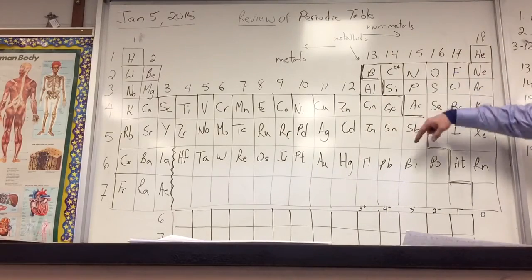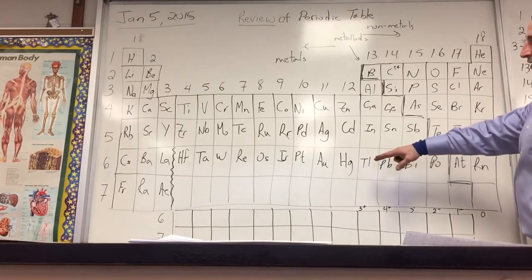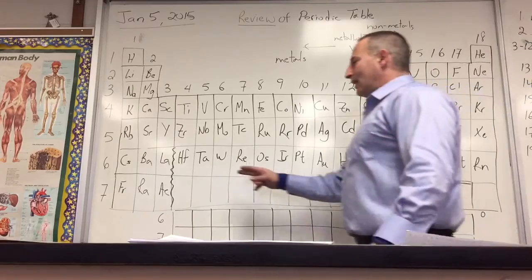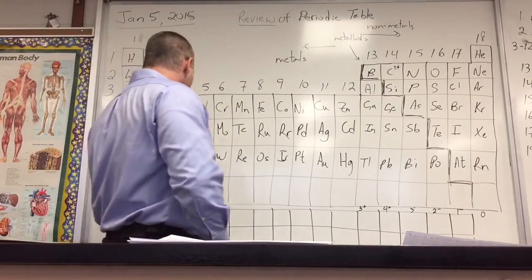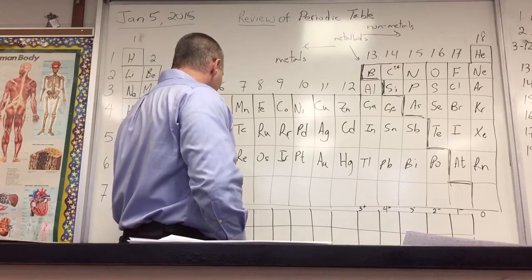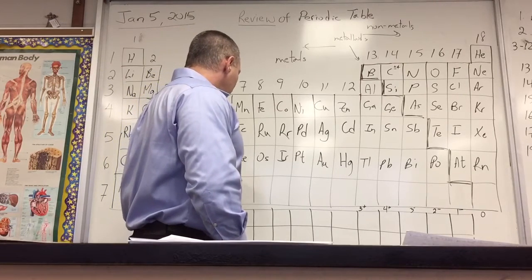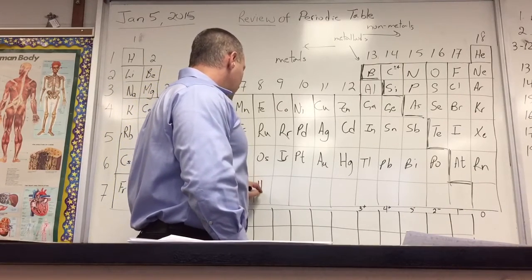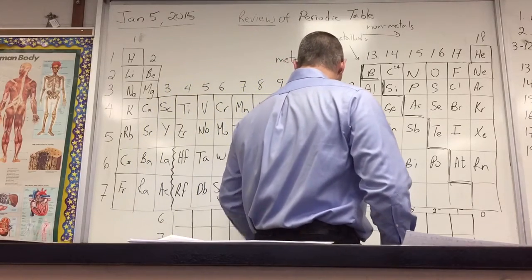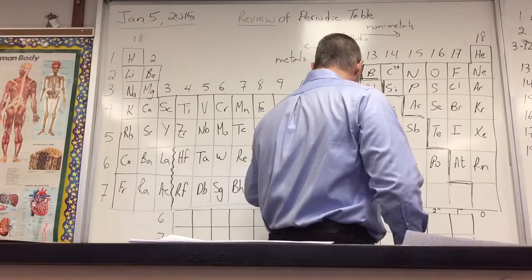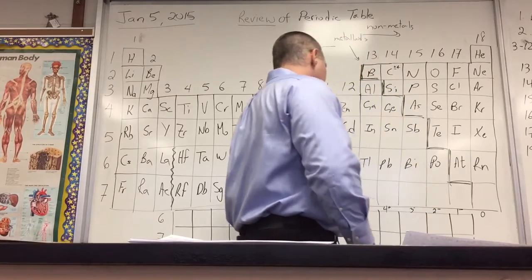Okay, now you've already got this part done, so that completes it up to period 6. The last line, period 7, going across: Freyak, Rif, Dib, Sig, Ba for borium, Hus for hastium, Mut for meitnerium, Dis, Rig, Cn for copernicium. That's the last one I've memorized.